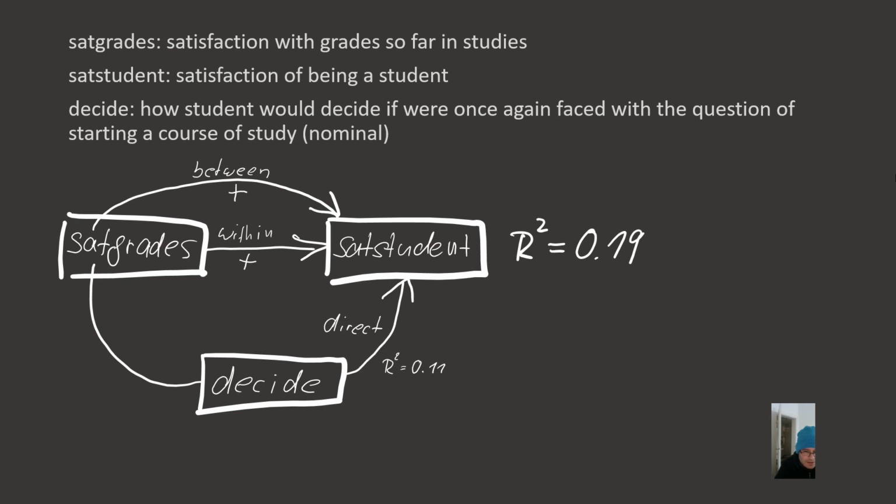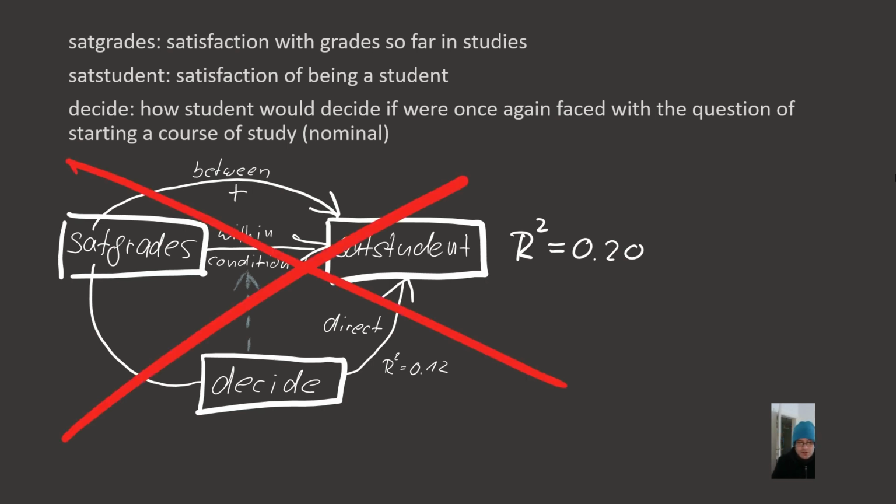So the last step in modeling here is to allow the within effect to be different between the contexts, but at least it turns out that there is no such conditional effect.